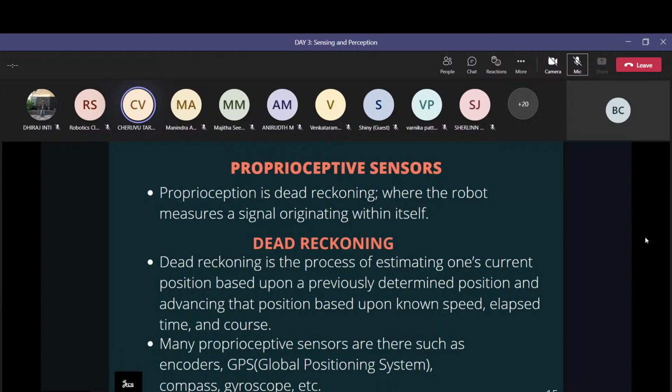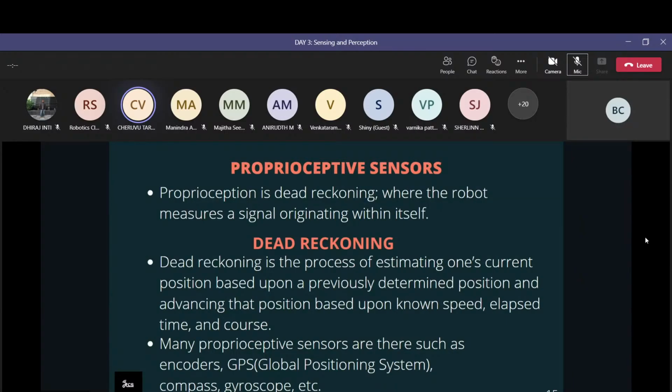You can see that it is a process of estimating one's current position based upon a previously determined position, and advancing that position based upon speed, elapsed time, and course. What do you mean by advancing that position? It means you take the present position, and with the help of its previous position data, and with the help of its speed, elapsed time, course, and everything, you try to judge where the robot is going to reach in the coming period of time, where this particular robot is going to be in the future.